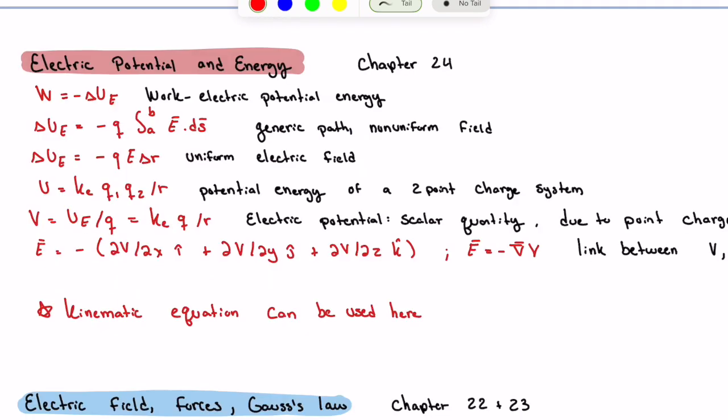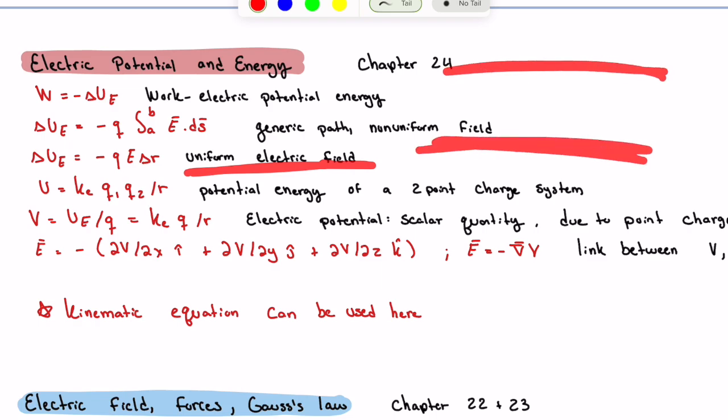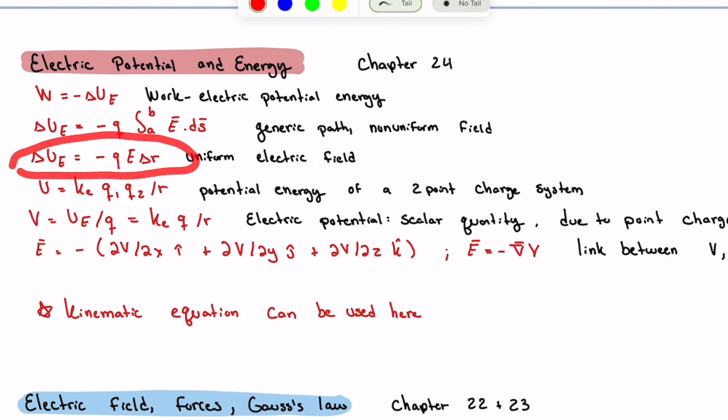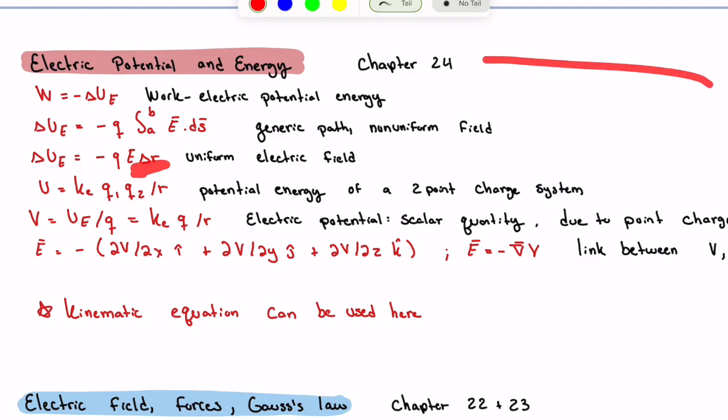So in chapter 24, we started off by seeing the link between work and electric potential energy, and we saw this equation here where delta UE, the change in electric potential energy, is equal to this, where we're essentially taking a charge from point A to point B. If we have a uniform electric field, so whenever we had these parallel plates and a charge moving in the same direction as the electric field and everything was very nice, we could have negative QE delta R, where delta R was just how far it traveled.